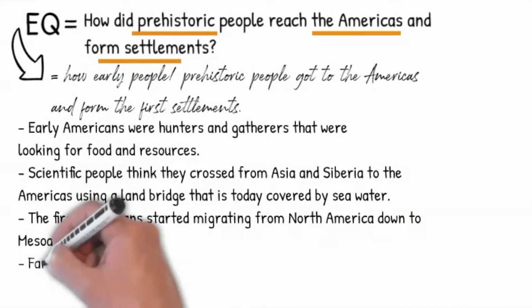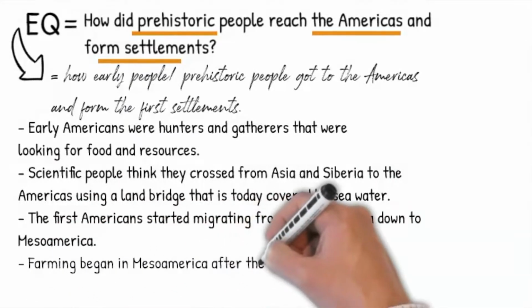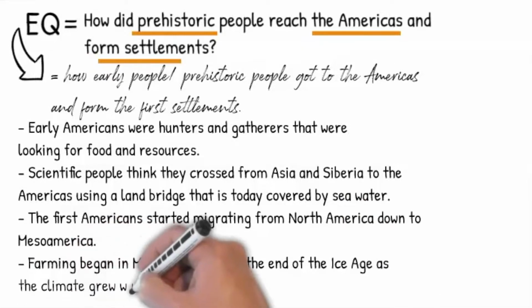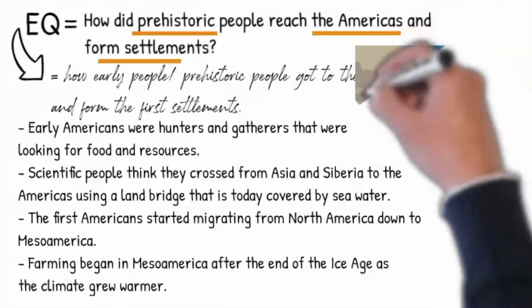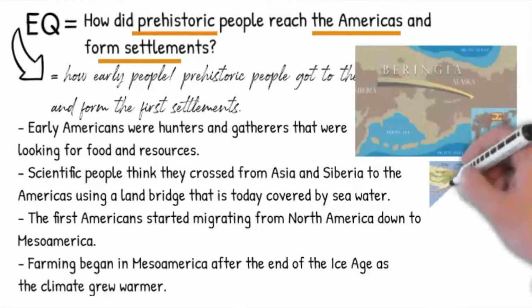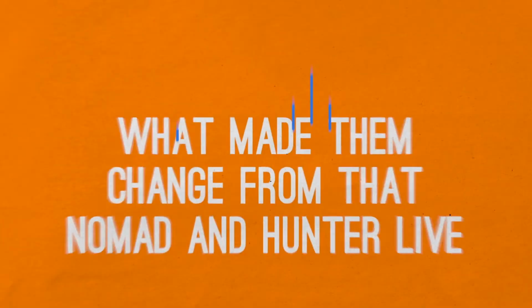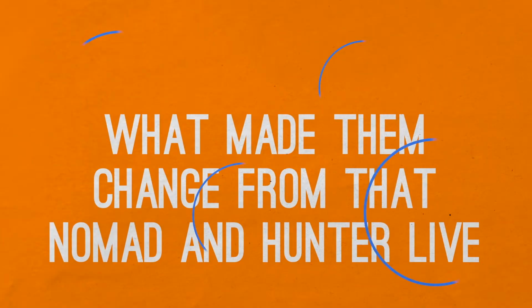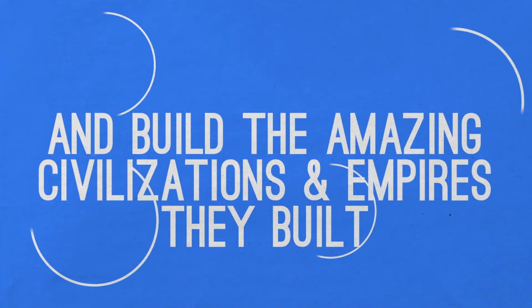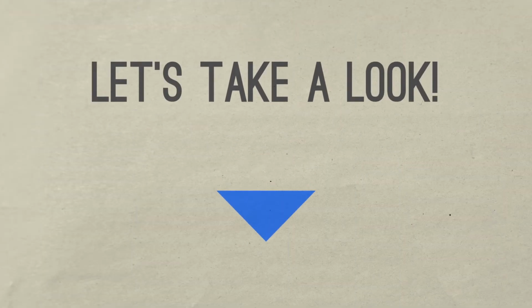The first Americans started migrating from North America down to Mesoamerica, which is Central Mexico and part of Central America. Farming began in Mesoamerica after the end of the last ice age as the climate grew warmer. Now, we know that the very first people to settle in the Americas thousands of years ago migrated, and they were hunters and gatherers. I wonder then, what made them change that nomad and hunter life to settle in one place and build such amazing civilizations and the empires they built? Let's take a look.